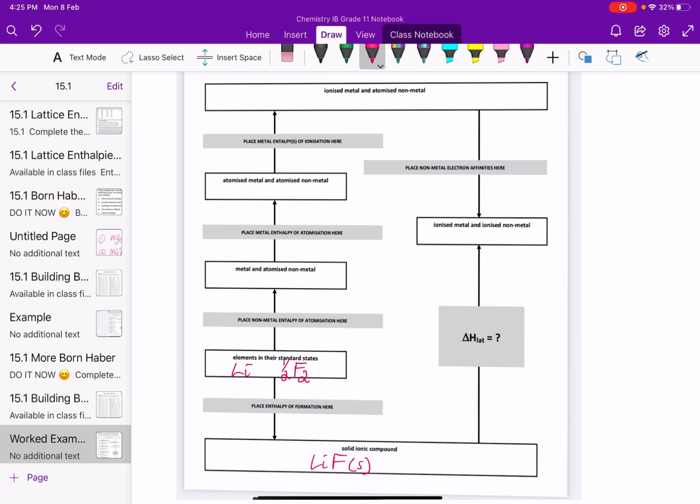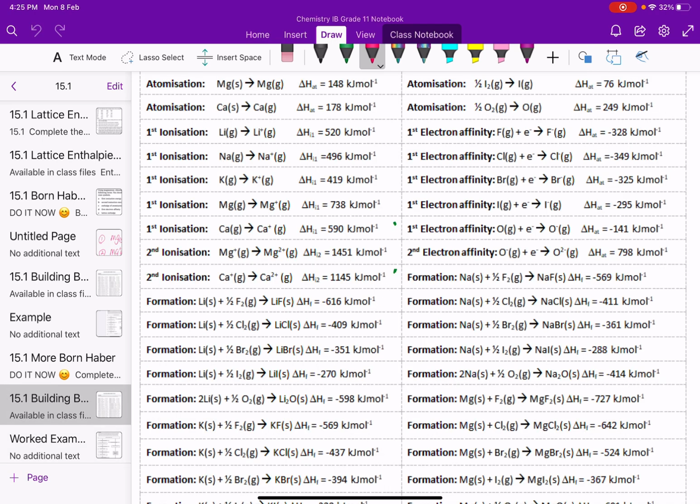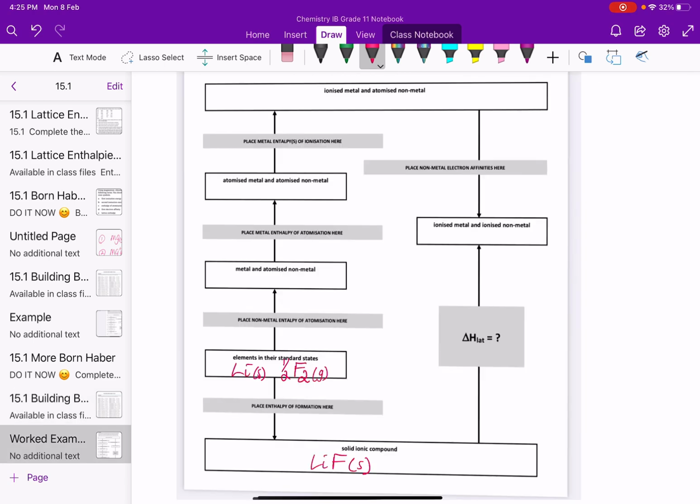So I've got lithium in its standard state is going to be a solid metal. Fluorine in its standard state is going to be as a gas. Then if I look at my data, the enthalpy of formation for lithium fluoride is this one here, minus 616 kilojoules per mole. So here I put minus 616 kilojoules per mole. That's the first start on my Born Haber cycle.